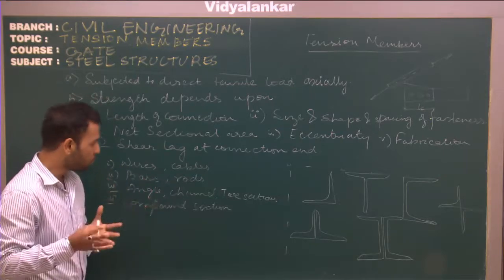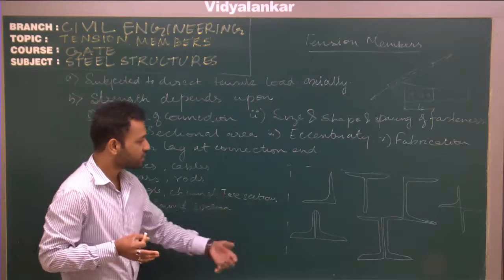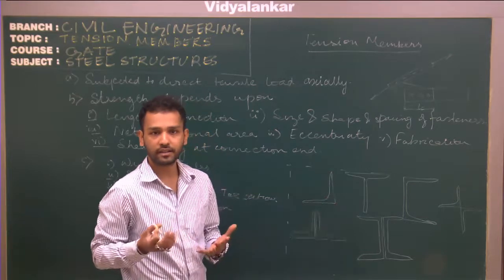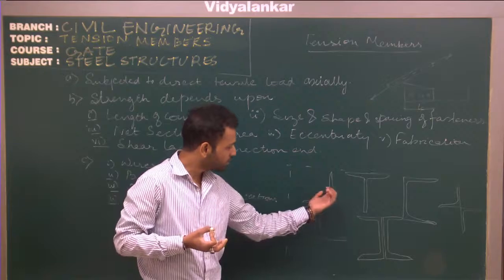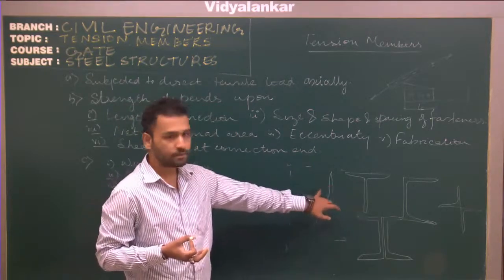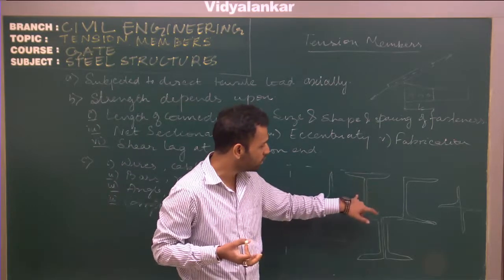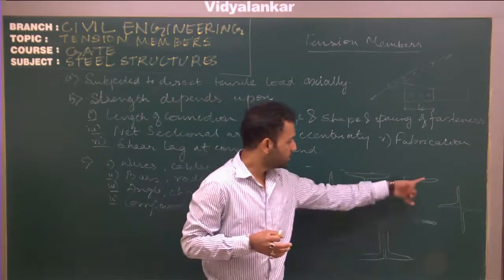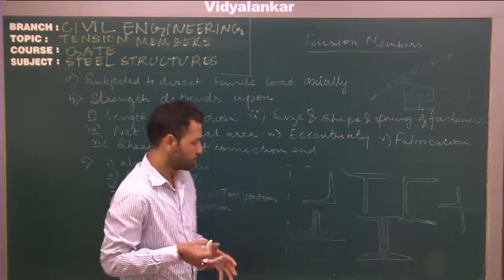Then rolled sections such as angles, channels and T-sections. So this is an angle section. This angle section can also be used as a tension member, if you apply a tension force acting along the axis of the member. Then this is a T section, a rolled T section. This can also be used as a tension member. This is a rolled channel section. This can also be used as a tension member.